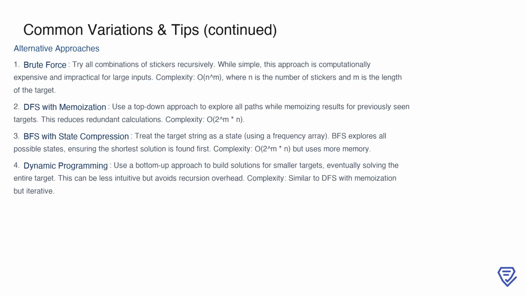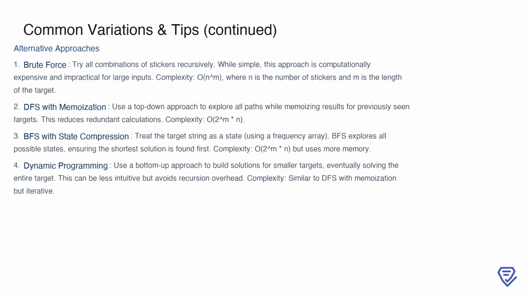There are several alternative approaches to solving this problem, each with its advantages and drawbacks. A brute force approach involves trying all combinations of stickers recursively. While simple to implement, this method is highly inefficient and impractical for larger inputs due to its exponential complexity. A more efficient method is DFS with memoization, where you explore all paths in a top-down manner while storing results for previously encountered targets. This eliminates redundant calculations and improves performance significantly.